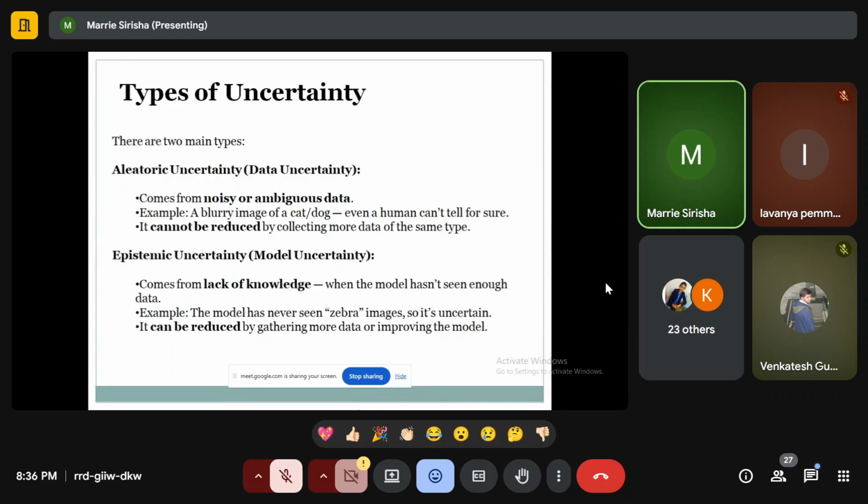No. That is called model uncertainty, and it cannot be reduced by gathering more data or improving the model. It can be reduced. First thing is, it cannot be reduced. In data uncertainty we cannot reduce it. In model uncertainty we can reduce it by improving the model. By adding more features, we can improve the model, right?